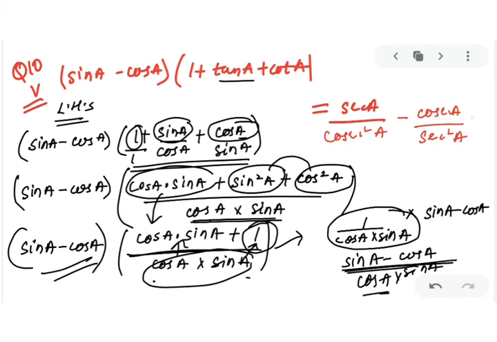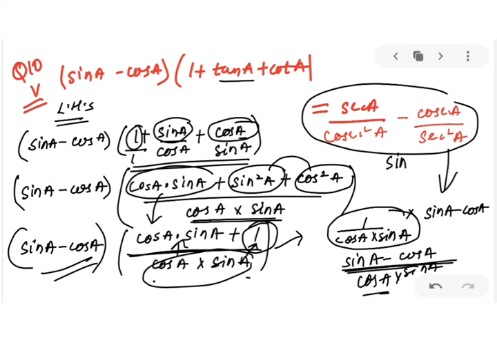Now my dear kids, you have to open up your right hand side and you will easily get the same as the left hand side, that is (sin A - cos A) upon cos A sin A. On both the sides you will get the same answer.